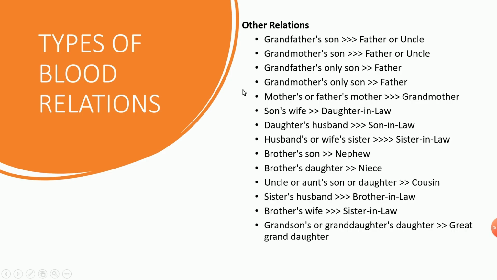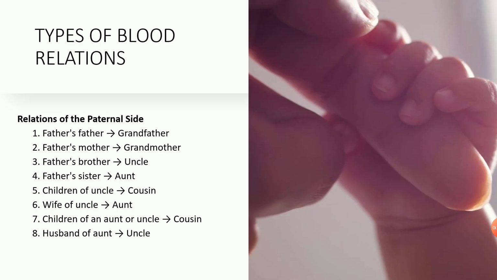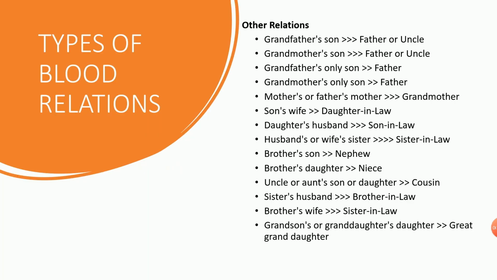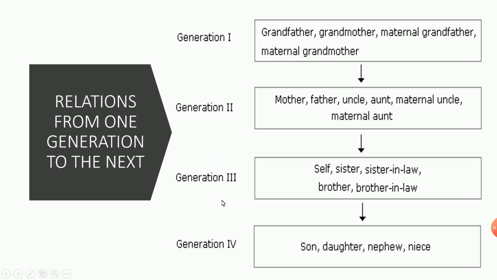So these are the types of blood relations. I hope everyone understood. Please keep all this in mind, because you will be solving all the questions based on this only. So first one, relations of the paternal side, next relations of the maternal side, then other relations. Now see, these are the generations, 4 types of generations.